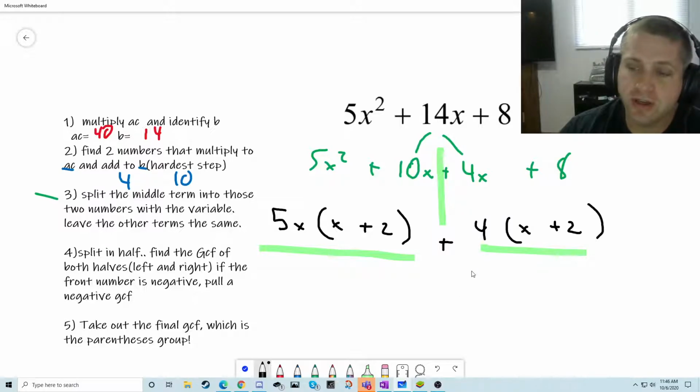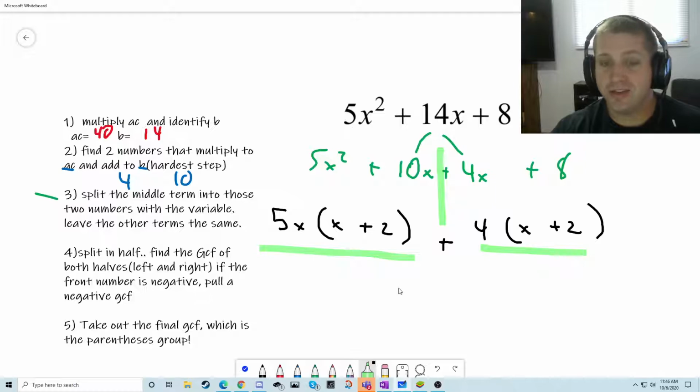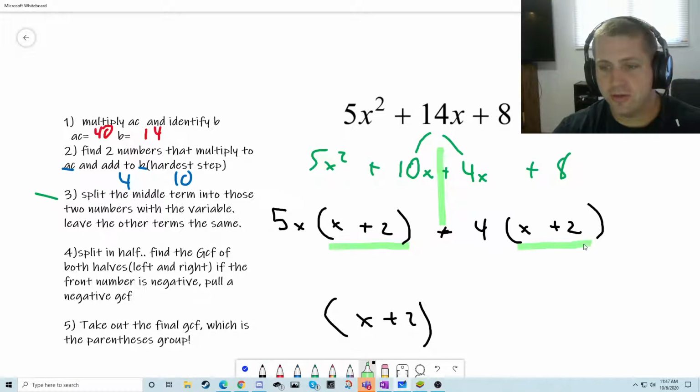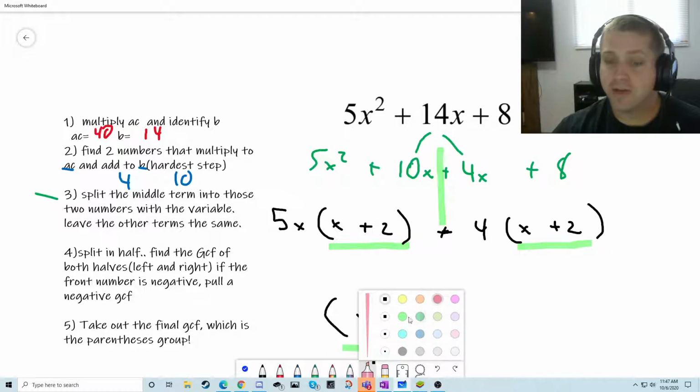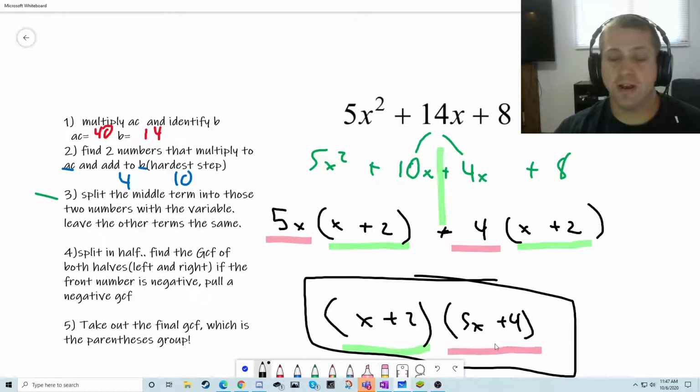Or a minus if that was negative, but there's actually something in common with those 2 terms. It's the x plus 2. So I can take the x plus 2 out front, same way I took the 4 out front. I'm underlining the 2 in green, so that's where I see the x plus 2. What's left over after I get rid of the x plus 2 is what's in pink, 5x plus 4. Because anytime you take a GCF, you have to take it out, put it up front, and then put your leftovers. So this is our final factored form.